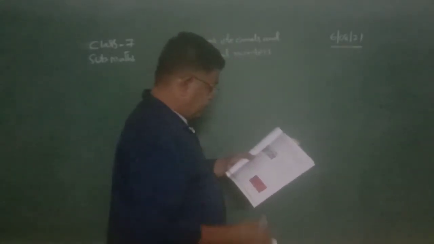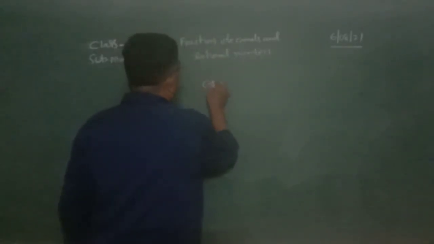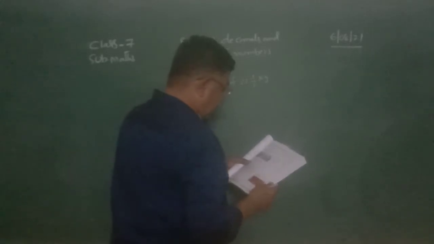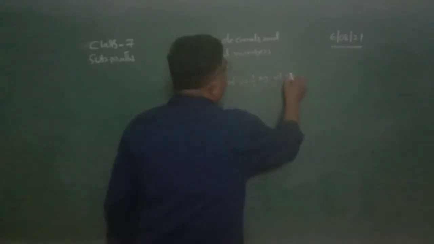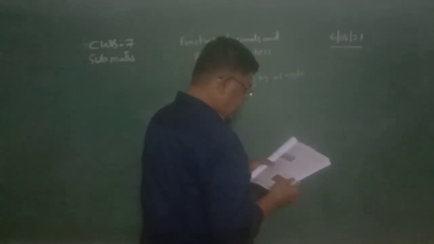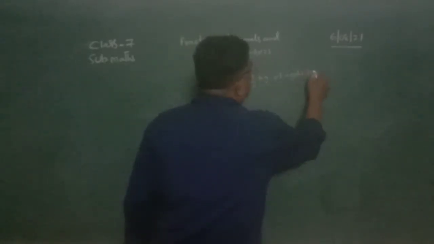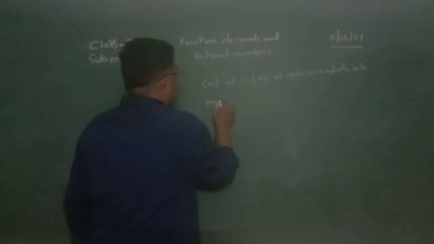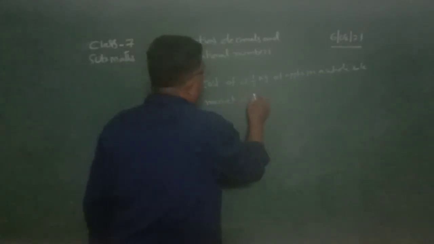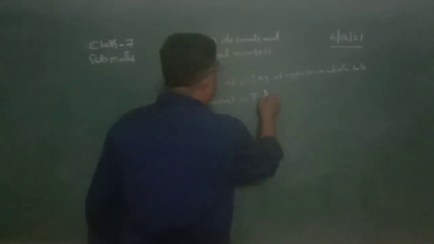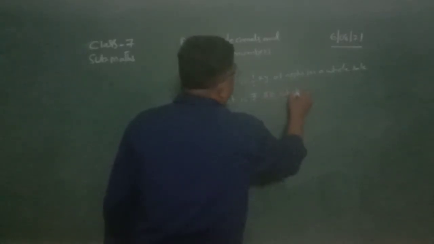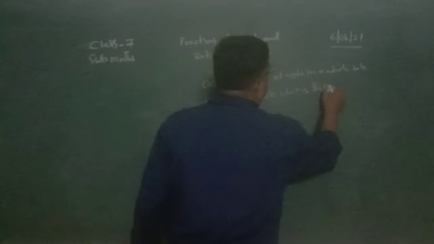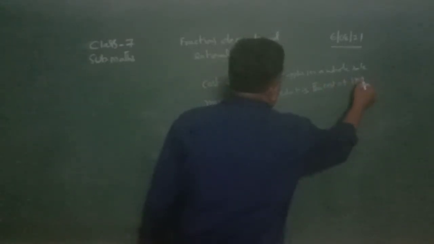Another problem. Cost of 22.5 kgs of apples in a wholesale market is rupees 1170. Find the cost of 1 kg of apples.